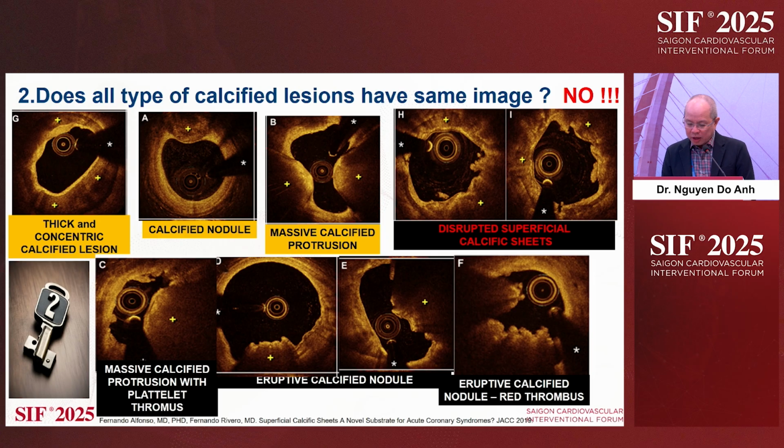For example, thick concentric calcium imposes maximum rigidity and resistance to expansion. But superficial calcification we can see in acute coronary syndrome. Calcium nodules present a challenge due to the irregular protrusion into the lumen, and also the eruptive calcified nodule. So understanding the phenotype is crucial, because every device responds dramatically differently across the morphologies.